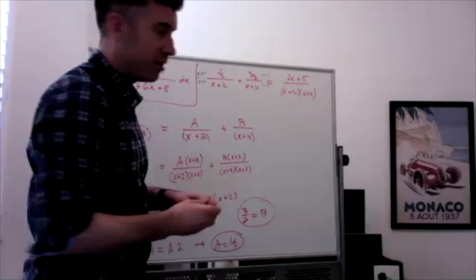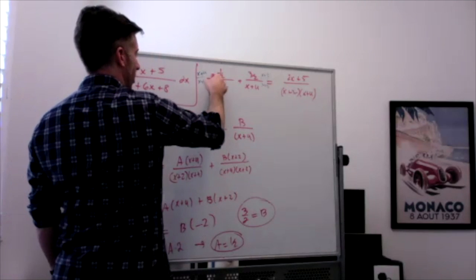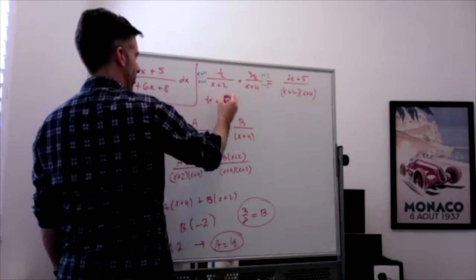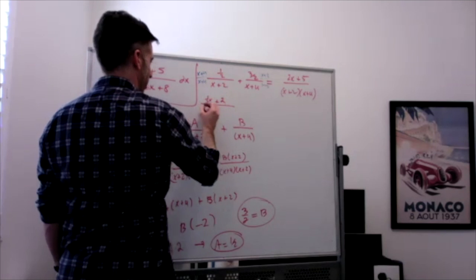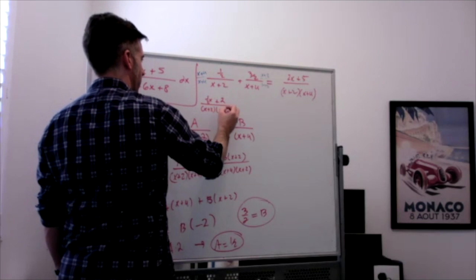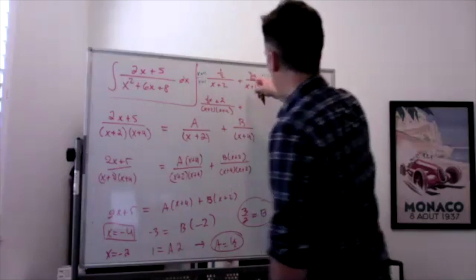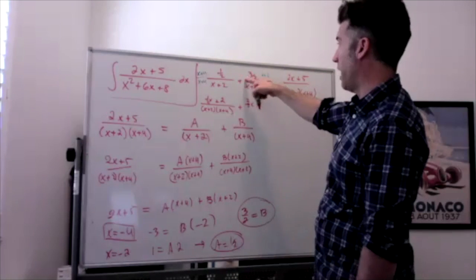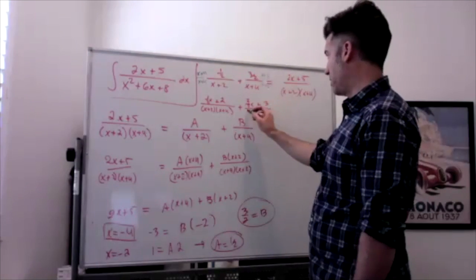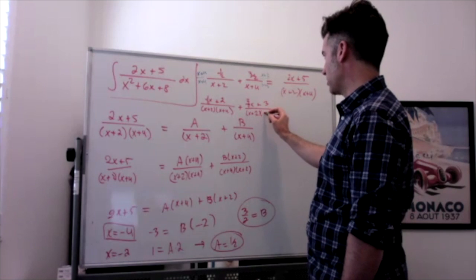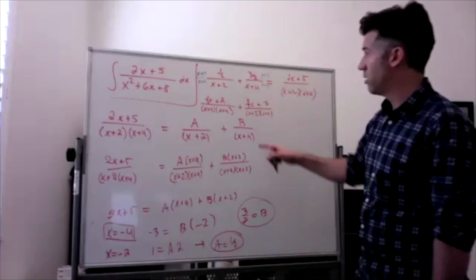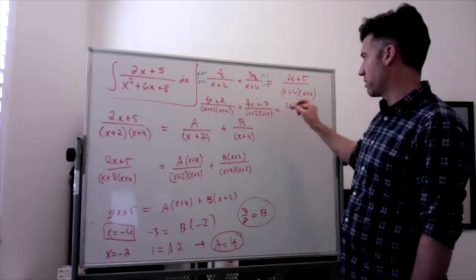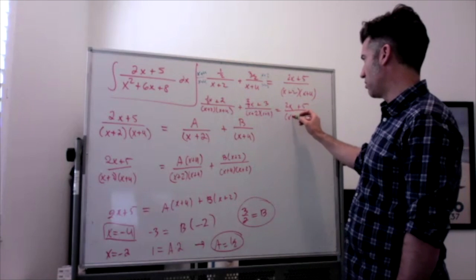When I do it on top, I get 1/2 times x plus 4, which is going to be 1/2 x plus 1/2 times 4, which is 2, over x plus 2 times x plus 4. Plus 3 halves times x plus 2 is going to give me 3 halves x plus 3 halves times 2, which is 3, divided by the same denominator, x plus 2 times x plus 4. And look, 1/2 x plus 3 halves x gives me 2x, and 2 plus 3 gives me 5 over the same common denominator.